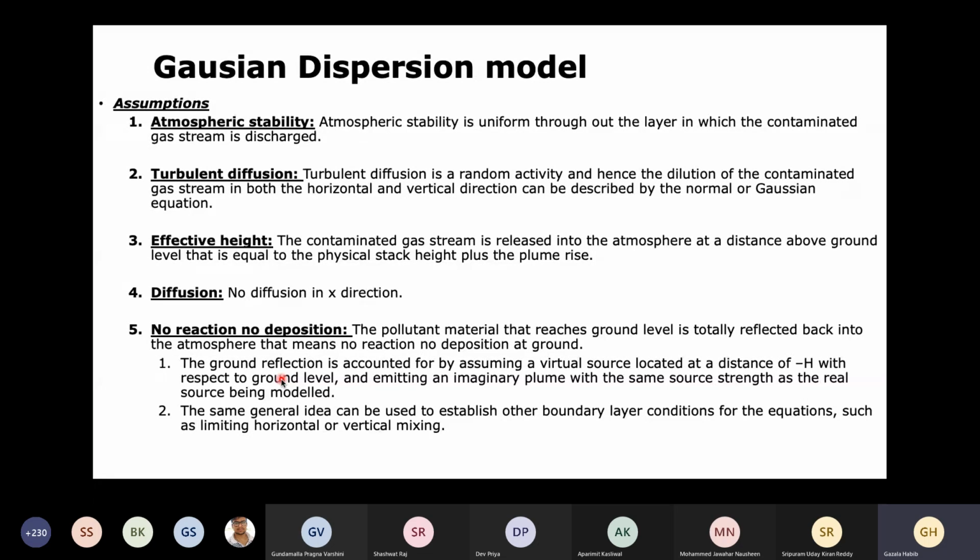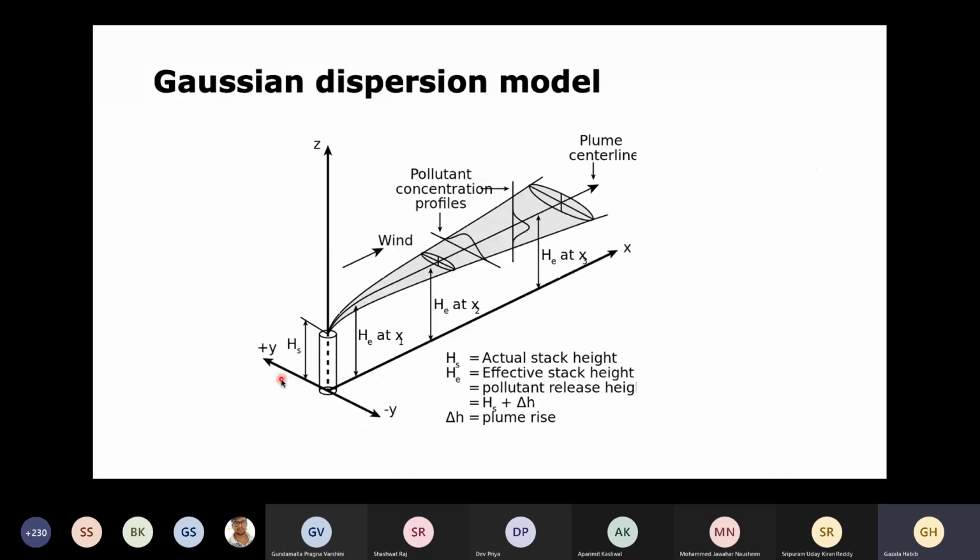So there is no reaction of the pollutant, and there is no absorption or removal of the pollutant when it strikes the ground and comes to the ground surface. Whatever is coming to the ground will be reflected back into the atmosphere. This is what it assumes, just to simplify the assumption.